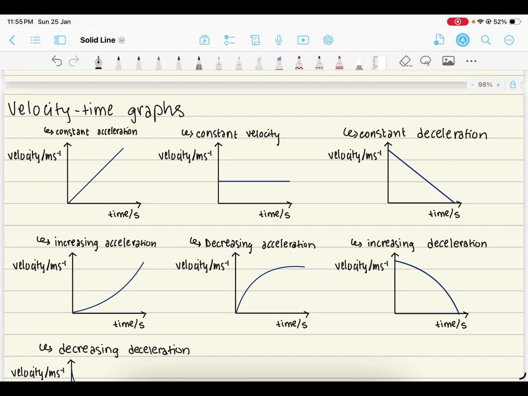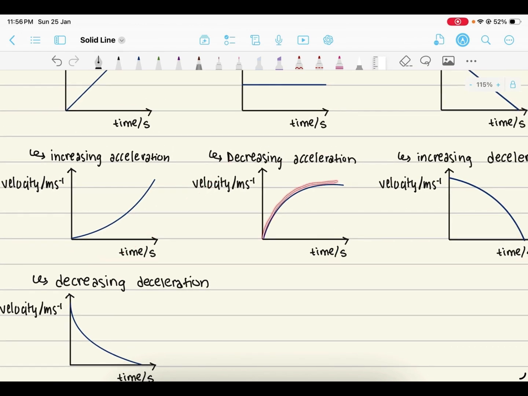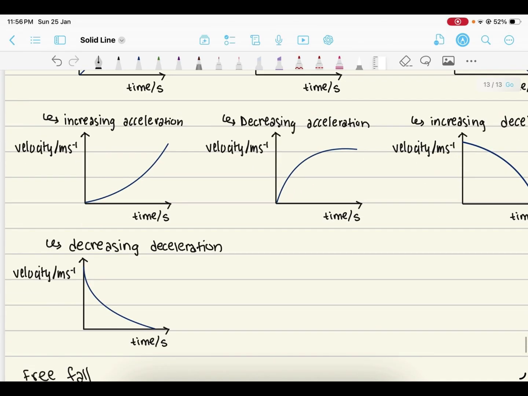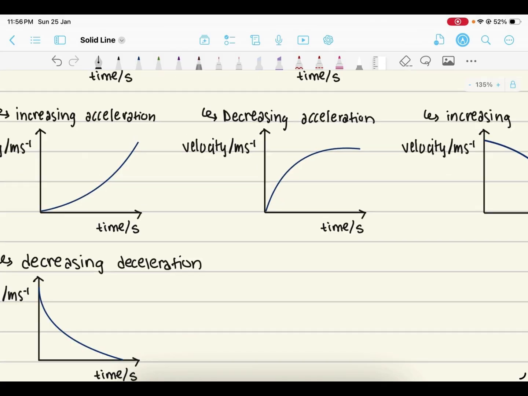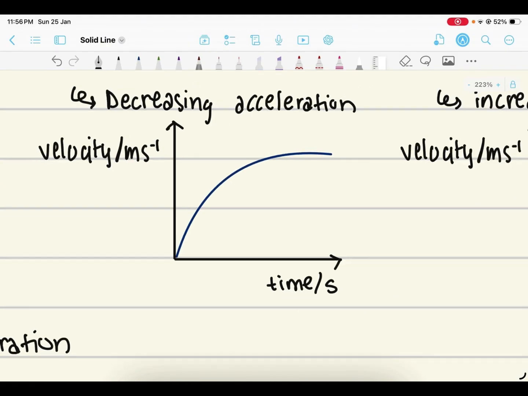Then there is increasing acceleration, which is a curved graph like this. Decreasing acceleration is like this. Increasing deceleration is a curved graph downwards like this. Decreasing deceleration is this. They can also ask you to calculate the acceleration at a point. For example, they can ask you to calculate the acceleration at this point. So what you would do is draw a tangent and then calculate the gradient of this tangent, and that'll be your answer.